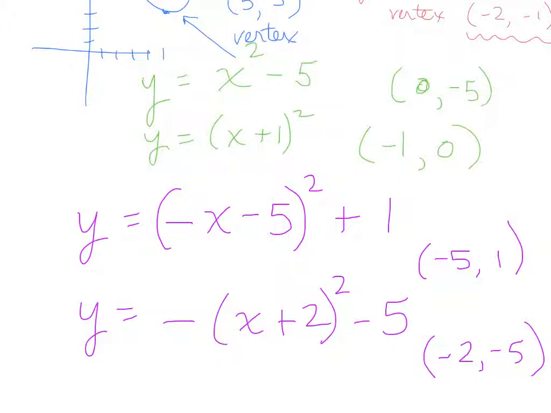So all that negative does is make it upside down. That's still your vertex. So this vertex would be the smallest, the lowest point on that graph. This one is the highest point on that graph because it's upside down. So this is actually the maximum point, and that would be the minimum. That's how we're going to be using these numbers.